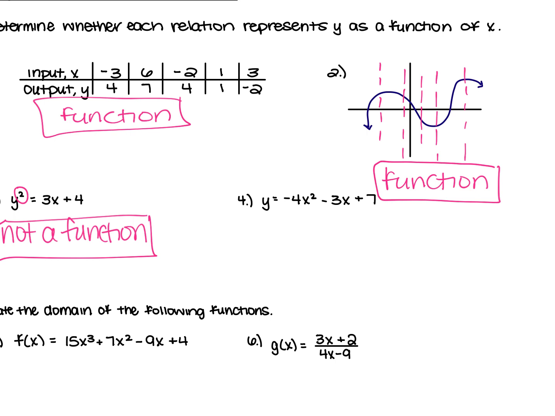For number 4, you have y is equal to -4x squared minus 3x plus 7. You don't have y raised to a power. Y is not in the denominator of a fraction, and y is not inside absolute value bars. So this equation represents a function.